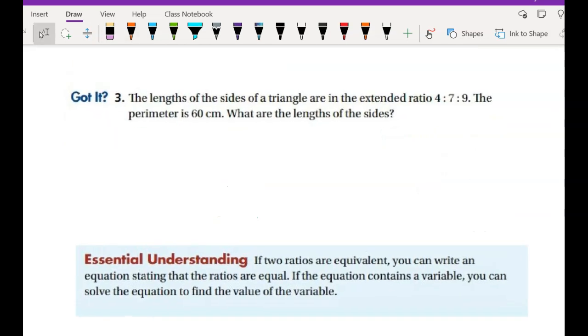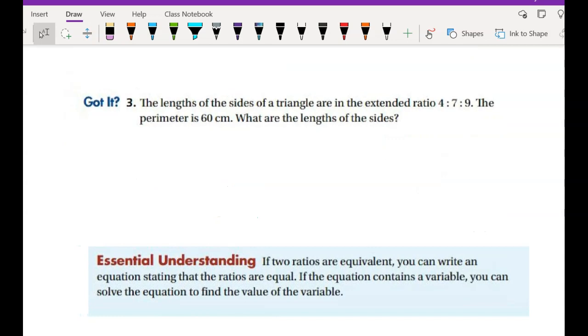Okay, so now there's one for you to do. I'm going to get you to pause it, and when you unpause it, I'm going to have the worked out solution, okay? I'm not going to work it out this time. It's just going to have the answer.